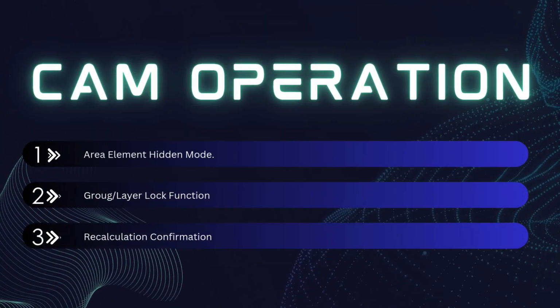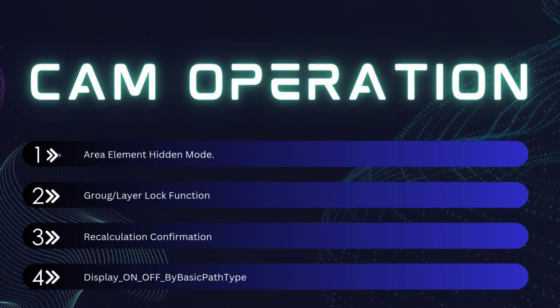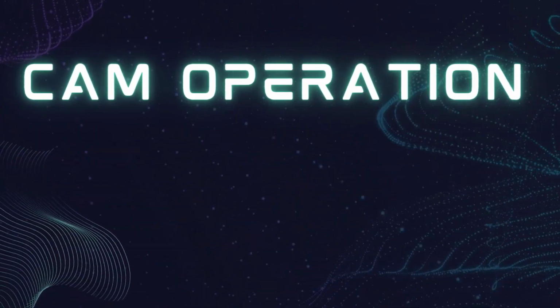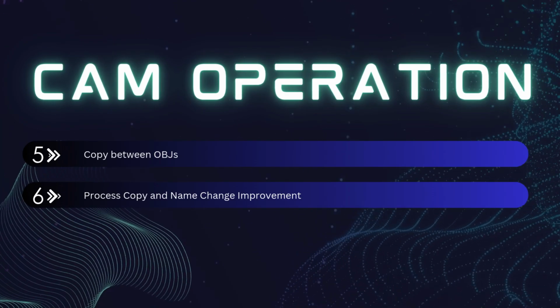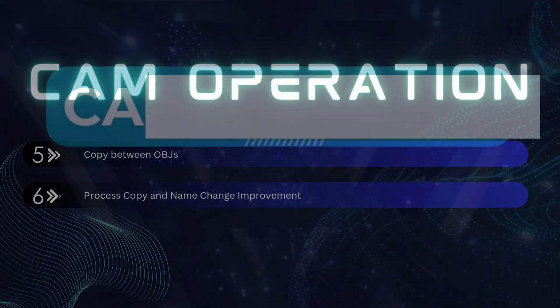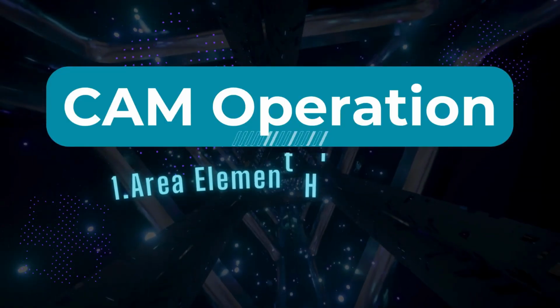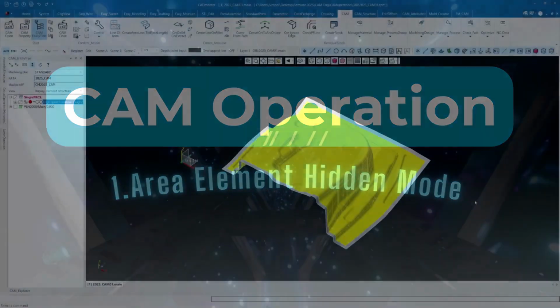First, we will start with CAM operation improvements, covering 6 key topics that focus on enhancing efficiency, improving machining quality, and making the workflow easier to operate. The first topic of CAM operation is Area Element Hidden Mode.